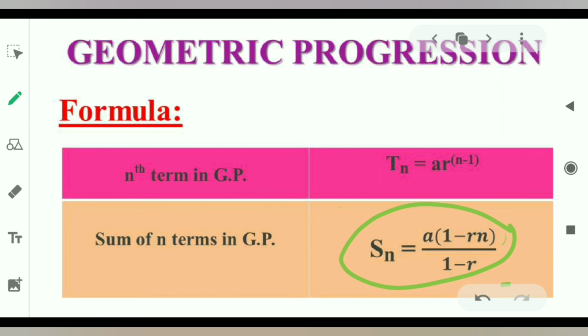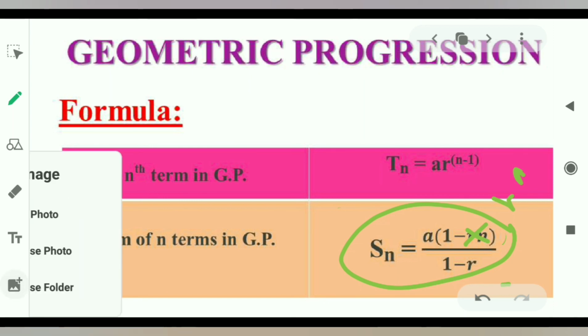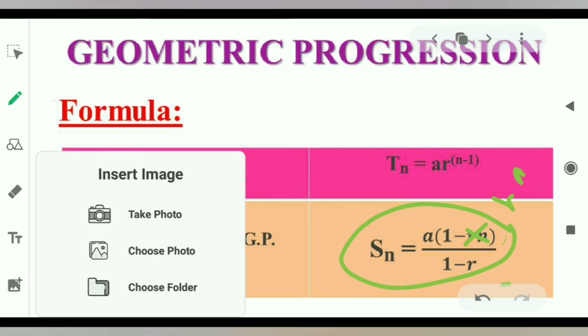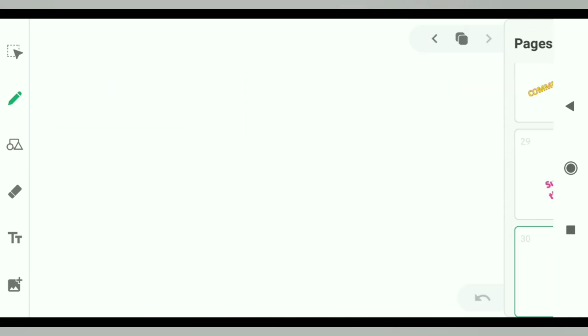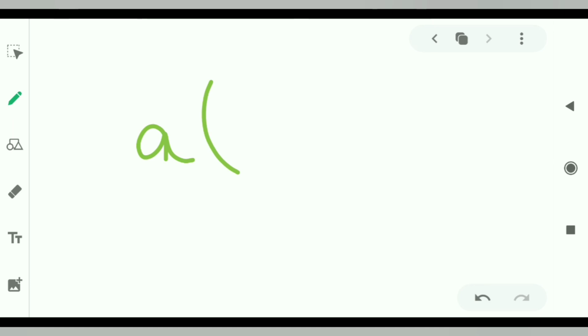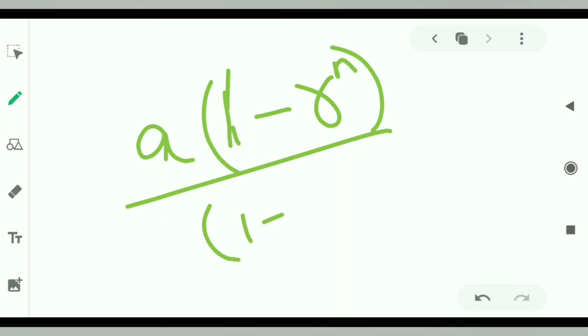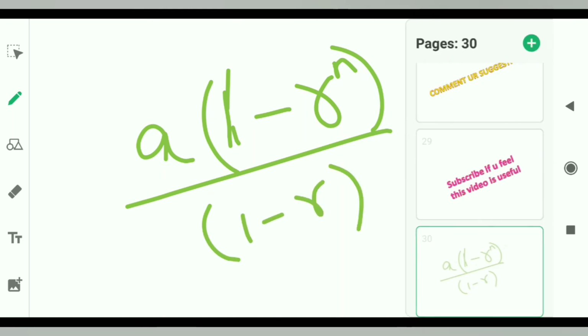Here it is written R into n. I'm sorry, it is R to the power n. Okay? You understand it, right? Let me clearly write it down in one new page. A into 1 minus R to the power n whole divided by 1 minus R. Okay? This is the sum formula for GP.